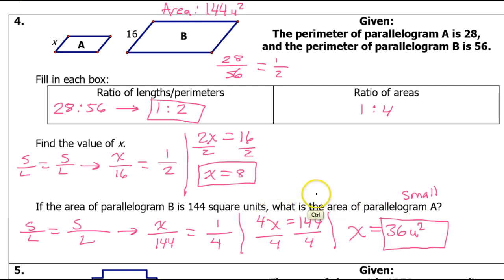Because we're talking about area. So this could get confusing because I'm using x, but they already said x is this length, so maybe I shouldn't have used x. There, I used y so it wouldn't get confused with x.